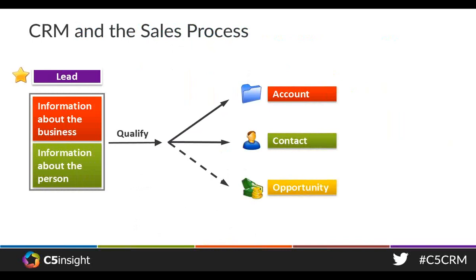The first one is an account. An account is essentially a business or some kind of organization. Then 1 or more contacts. A contact is someone who works for an organization. So in the case of our company, the account is C5 Insight. The contacts that are sitting in the room today are Allison, Jeff, Paul, and Paige. So you'd have 4 contacts under that account.